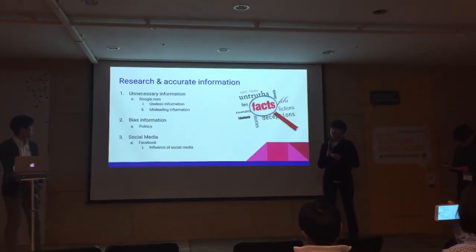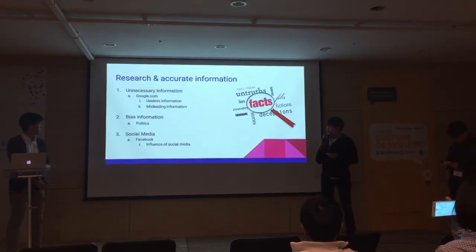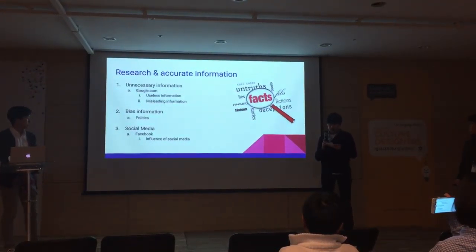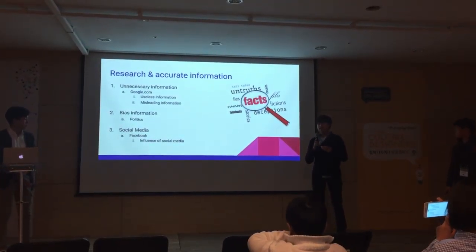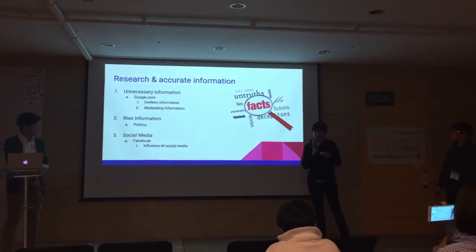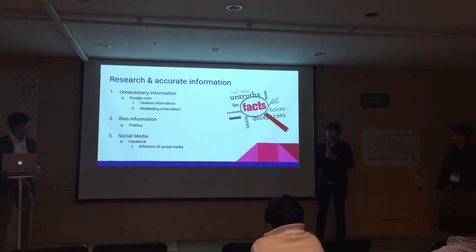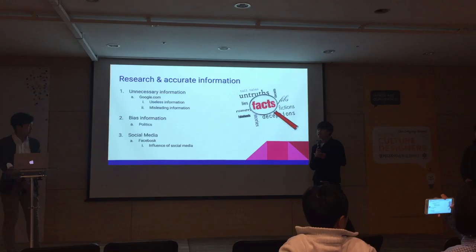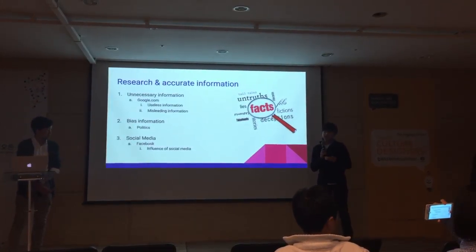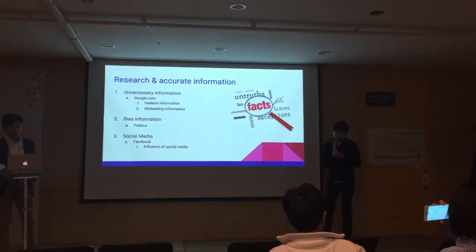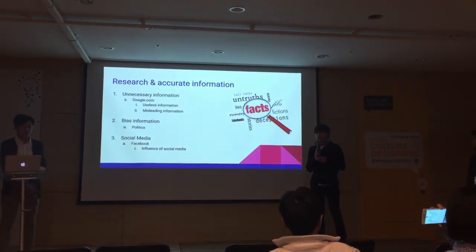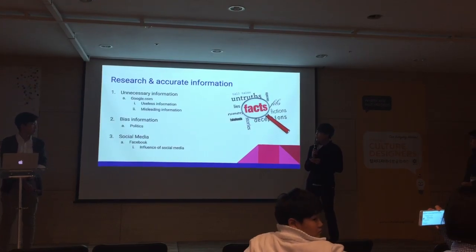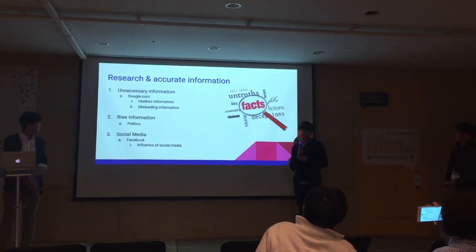And also, secondly, is biased information. We have two examples for this, and the first example is about politics. In politics, in the US, Korea, and other countries, there are two or more government types, which are Republican and Democratic. Each side can have their own one-sided information, which can be biased in other ways.